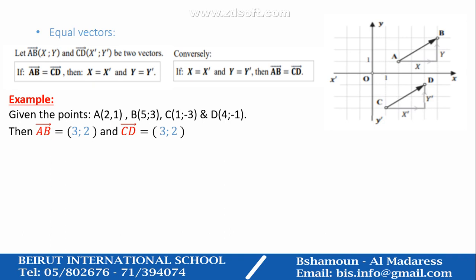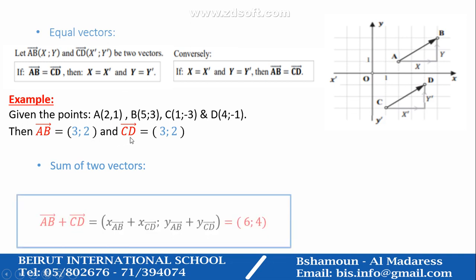Example, I have here an example, A (2, 1), B (5, 3), as you see. Then vector AB equals xb minus xa, which is 5 minus 2 equals 3, and yb minus ya, which is 3 minus 1 equals 2, and so as for vector CD.